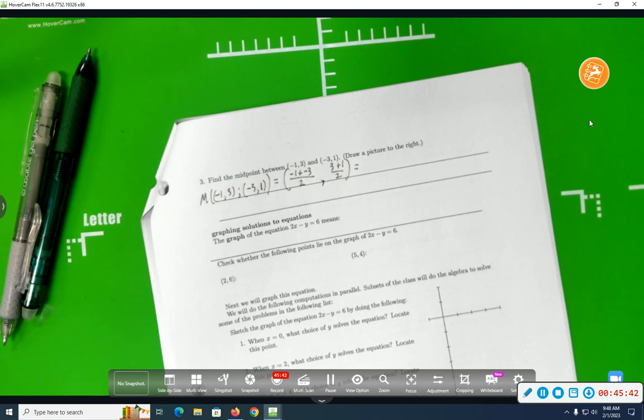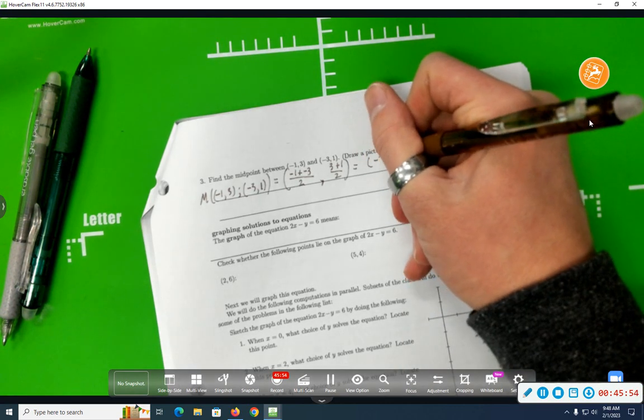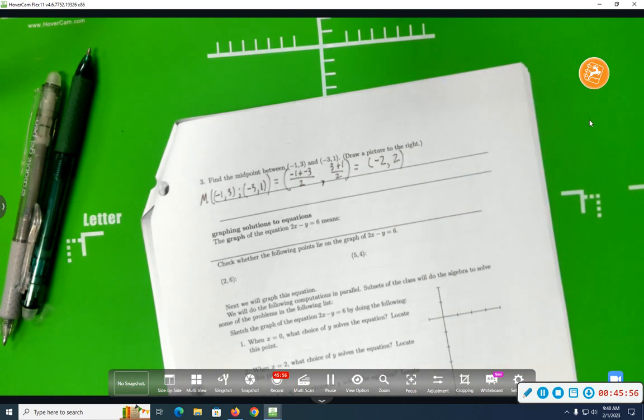X coordinate is -2. Y coordinate is 2. Does that agree? Nice. And I am quite pleased that I didn't see anyone reaching for a handheld calculator to make that computation.